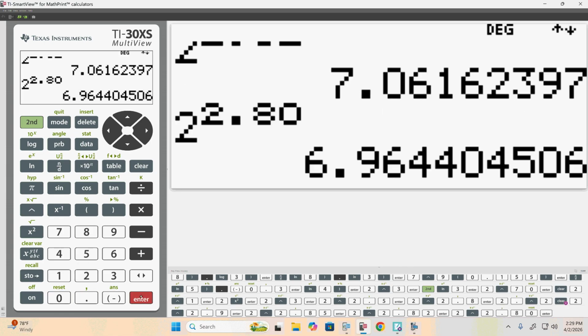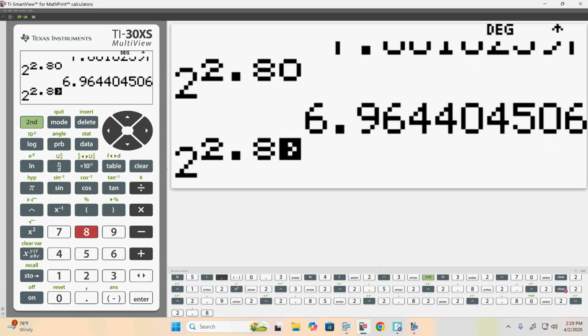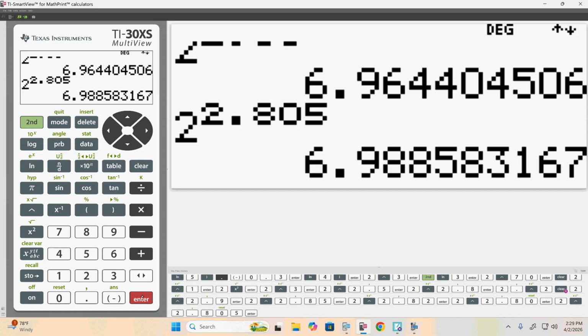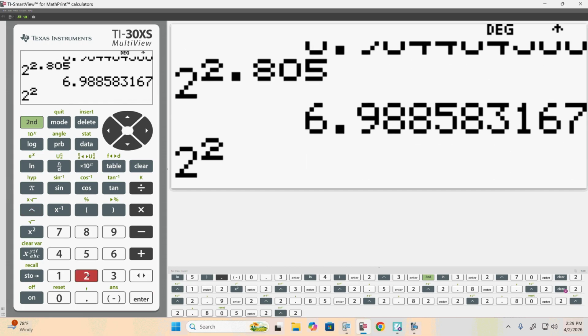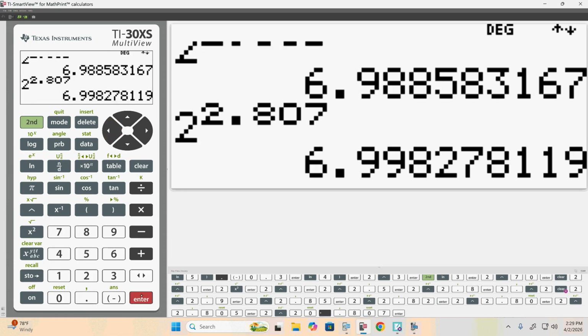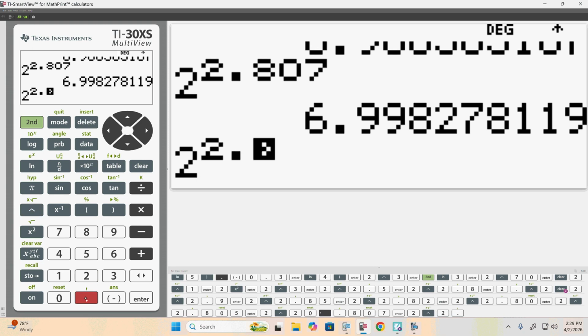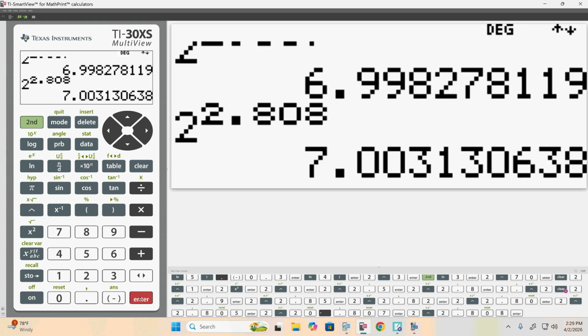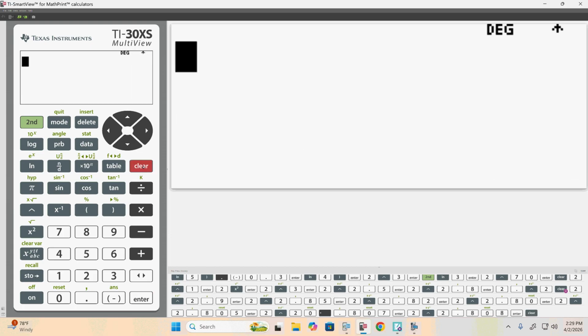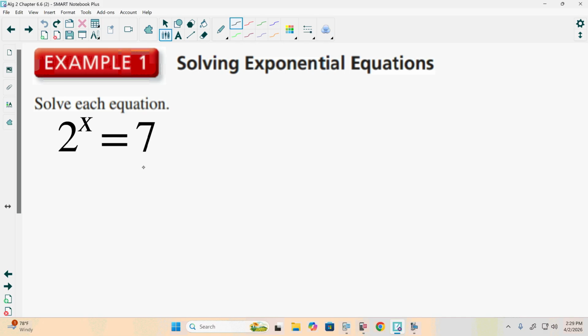So now we can go 2 to the 2.805. It's actually underneath it because it's smaller than 7. So we can say 2 to the 2.807. 2 to the 2.808. Okay, that's too big. Now we know 2.807, then we try 5, and we keep going out to try to get closer and closer to it. However, that's not the most efficient way to do this.